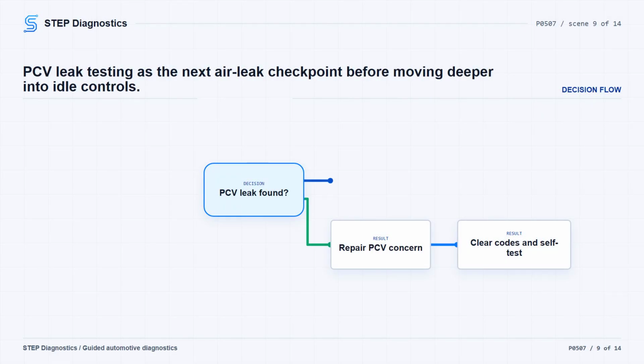Next, check the PCV system for leaks. If a PCV system concern is present, repair it as necessary. Clear the PCM DTCs and repeat the self-test. If there is no PCV system concern, move on to the next idle air check.